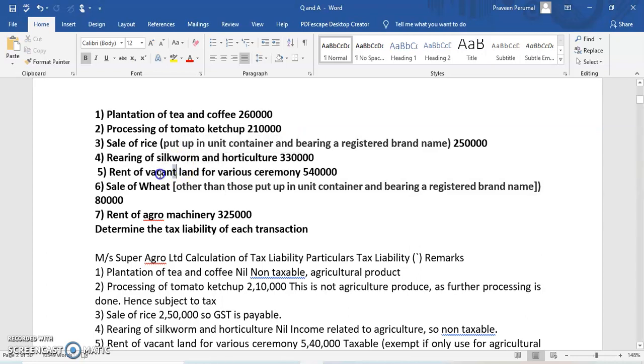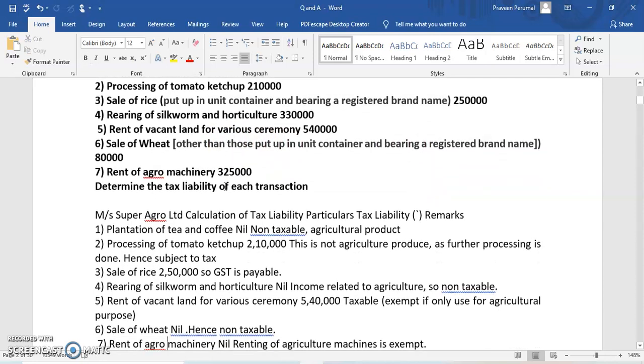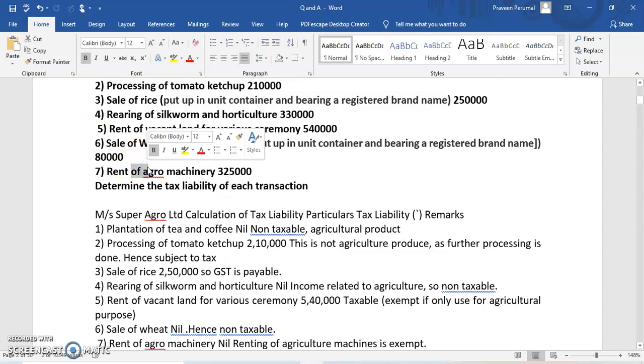Next, rent of vacant land for various ceremonies. For ceremonies, they have given the land for rent. It is taxable. Had the vacant land been given for agriculture, it would have been exempt. So, vacant land for various ceremonies is once again taxable. Then, sale of wheat is an agriculture product other than in a unit container with a registered name, which means it is loose. If it is loose, it is non-taxable. Then next, rent of agro machinery, the machinery for the purpose of agriculture. Renting of agriculture machinery is exempt.